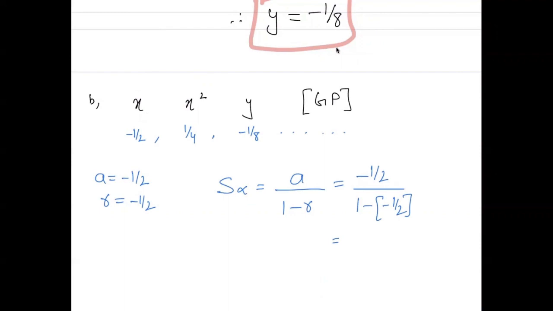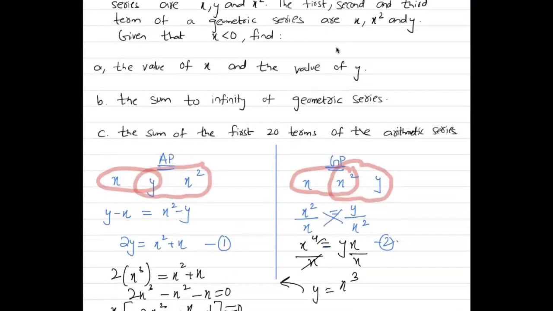Negative 1 over 3. Why are we getting such different answers? 1 plus 1 upon 2 is 1.5. Negative 0.5 divided by 1.5, so negative 1 upon 3. Yeah, negative 1 upon 3, right? Okay, that was the second part.